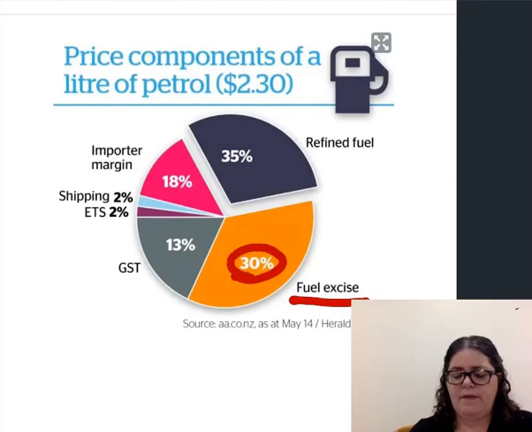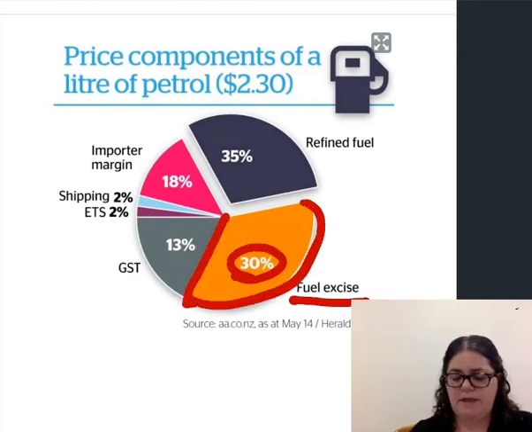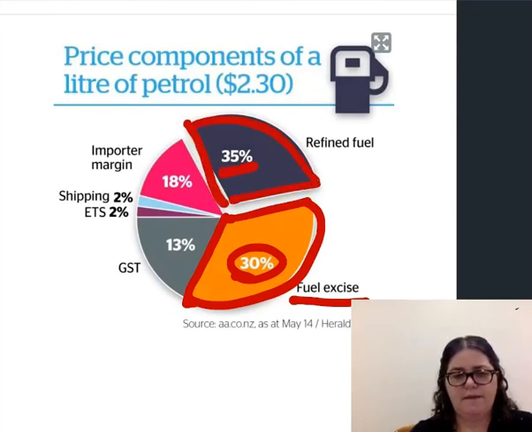In particular, I want you to look at the fuel excise. That is 30%. Now, when you look at this section here, and then you compare to the refined fuel section, which is 35%, which of those pieces looks bigger? To me, the fuel excise looks like it's a bigger piece, but in actual fact, it's only 30%, whereas refined fuel should be bigger at 35%.